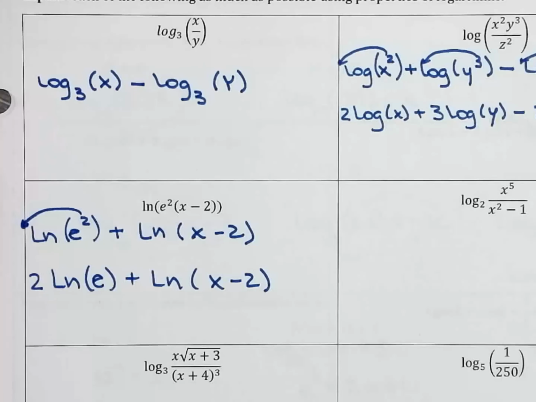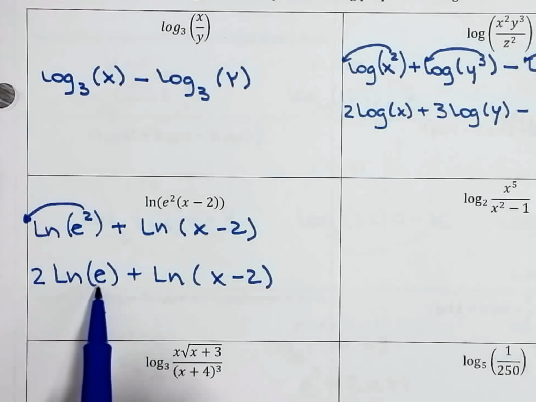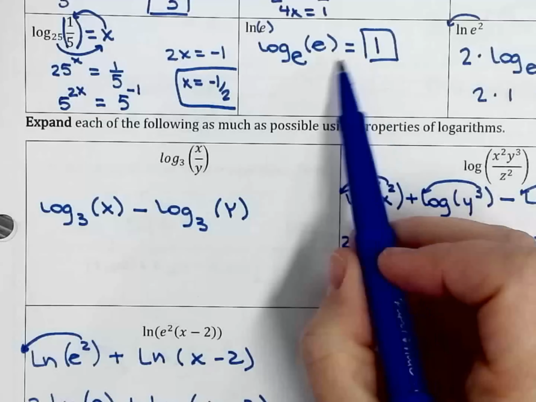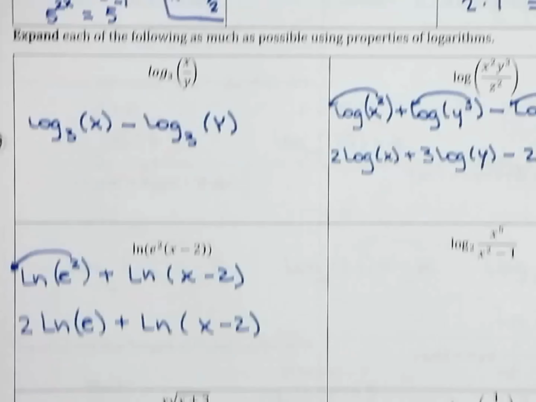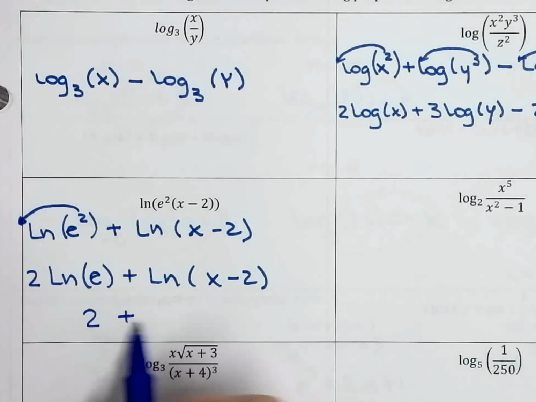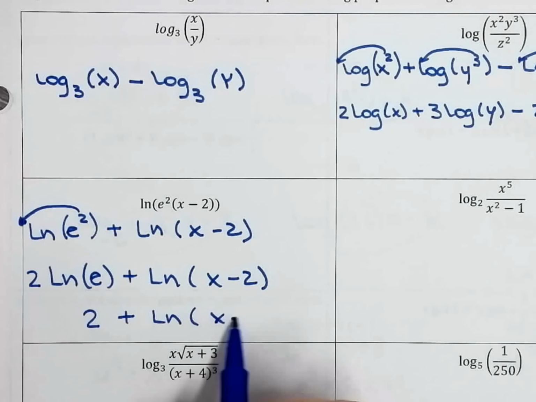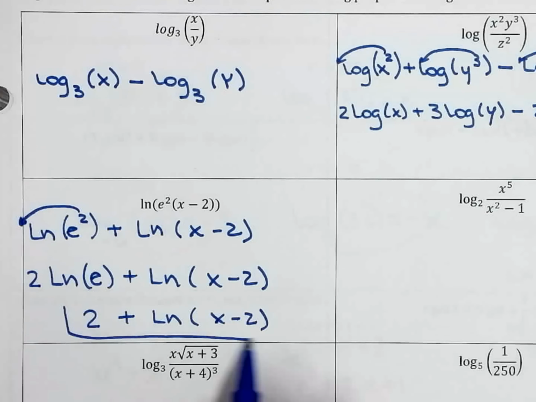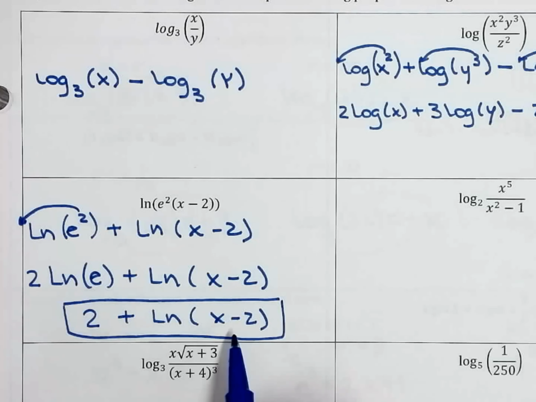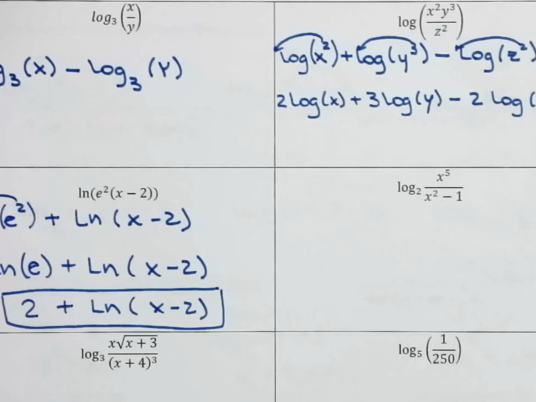I can simplify one more thing, because I know natural log of e is the same thing as 1, because we just did that right here. So 2 times 1 is 2 plus natural log of x minus 2. And that's all you can do here. You cannot split that up because this is the argument. All right.